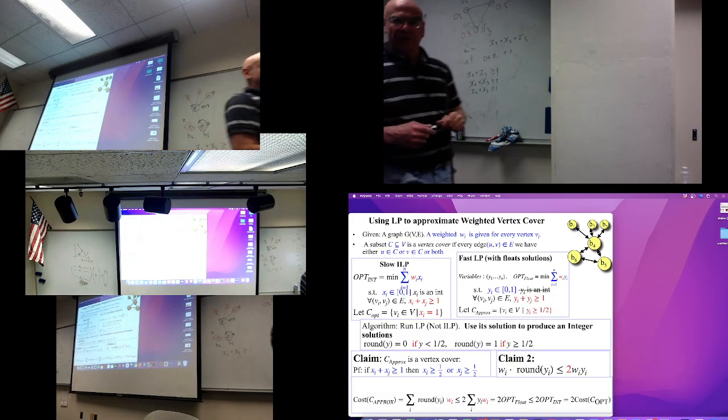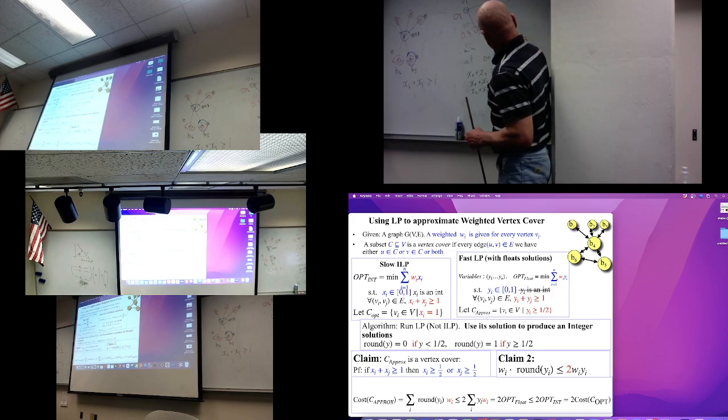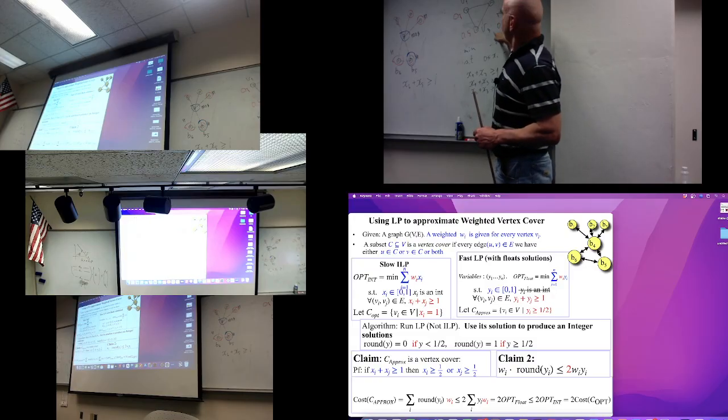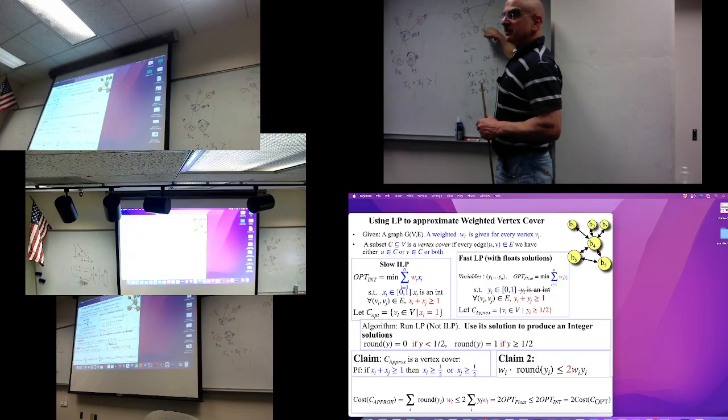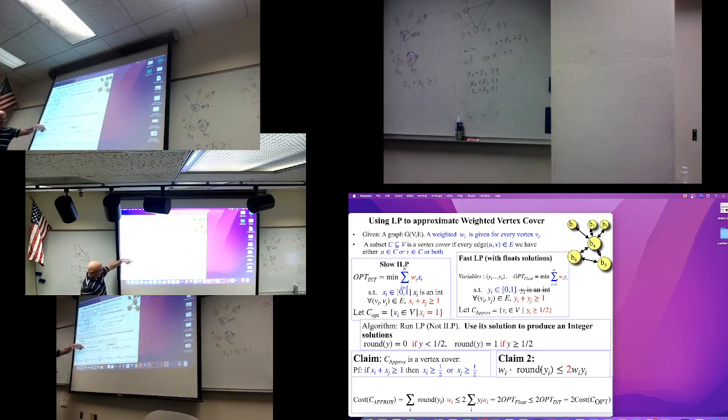How come? Why is every edge hit? Why can't this vertex be 0.2 and this vertex be 0.2, both smaller than half, and neither v2 nor v3 are picked? They don't add up to 1. Because for every edge I require that this plus this is at least 1, implying that at least one of these two must be more than half. So when I look at this approximation, every edge is picked.